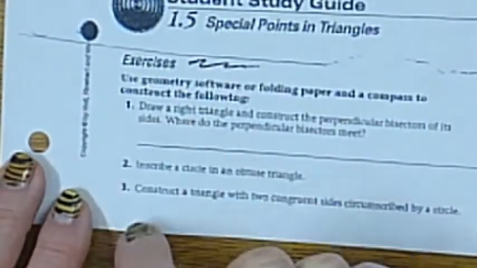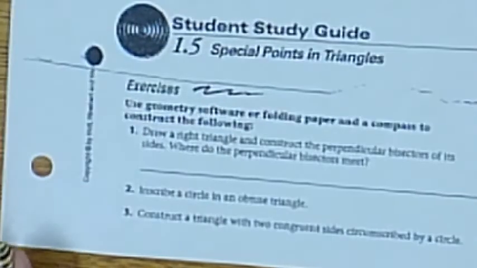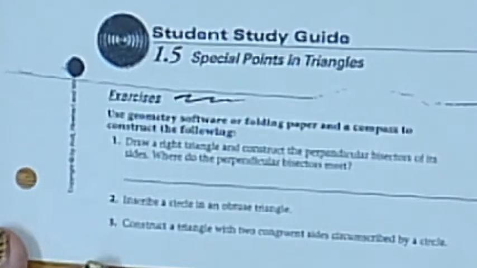Okay, bottom of this. We are going to join number 1 and number 3 together. So you're listening carefully so you don't have to do more work than you need to. First off, number 1 says, draw a right triangle and construct the perpendicular bisector of its sides. Where do the perpendicular bisectors meet? We already did this on our notes. Where did they meet? What did we say that was? Hypotenuse. Okay, so that's the answer to that one.